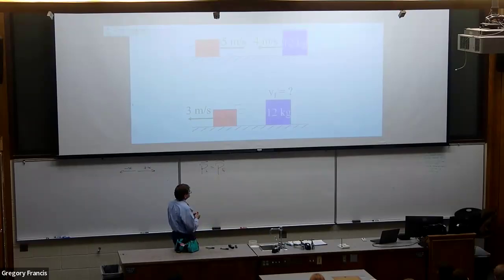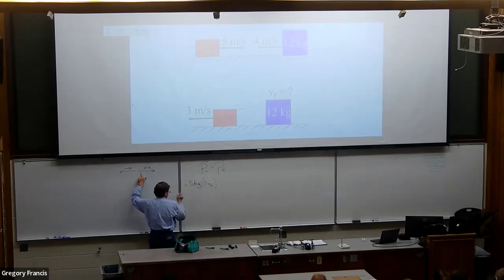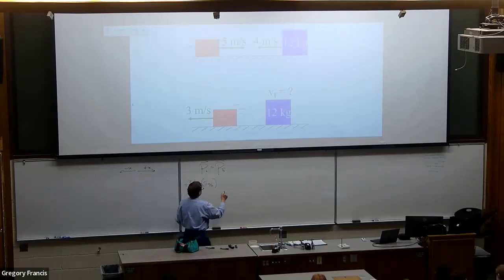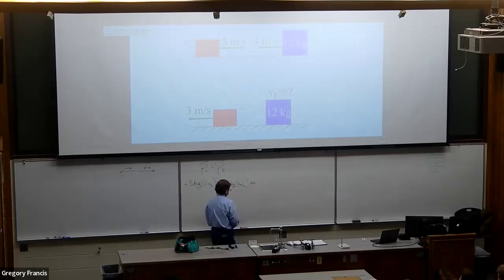Now, initially, before the collision, I have a 3 kilogram block moving at 5 meters per second. And it's moving in the positive x direction, so that's positive momentum. I also have a 12 kilogram block moving at 4 meters per second in the negative x direction, so that's negative momentum. And then the collision happens. That's the equal sign right there. And after the collision, I have a 3 kilogram block moving at 3 meters per second, and it's moving in the negative direction.